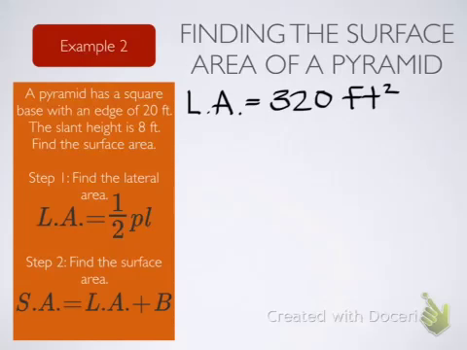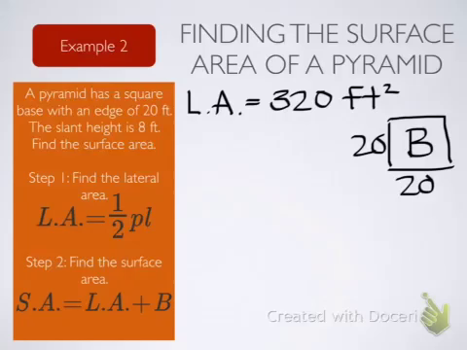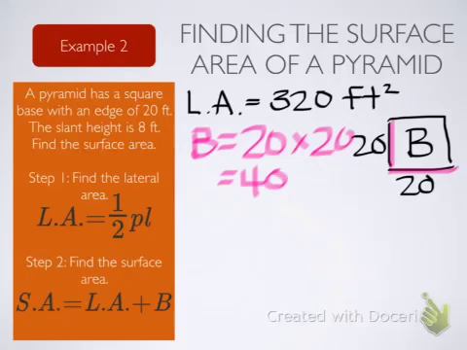Here is a picture of my base, and to find area, you simply need to multiply your length times your height, or length times width, whatever you will. So for the base, we're going to do 20 times 20. And when we do 20 times 20, we get 400 square feet. So 400 is for our base, and 320 is our lateral area.